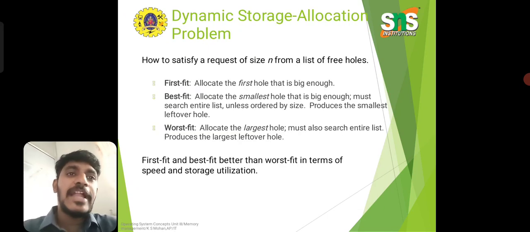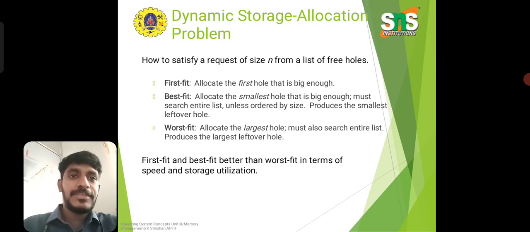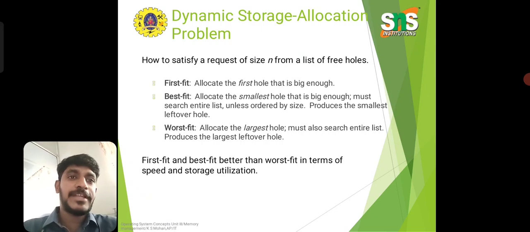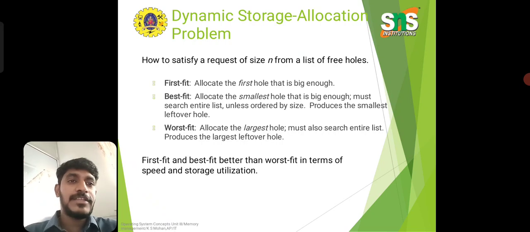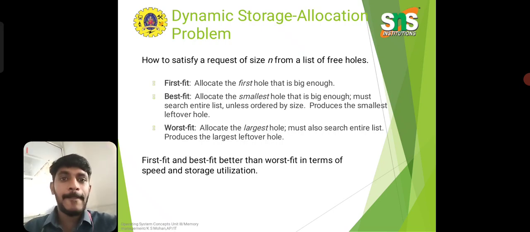How do we satisfy a request of size n from a list of free holes? We have three strategies: first fit, best fit and worst fit. First fit allocates the first hole that is big enough. Best fit allocates the smallest hole that is big enough; it must search the entire list unless ordered by size, and it produces the smallest leftover hole. Worst fit allocates the largest hole; it must also search the entire list, and it produces the largest leftover hole. First fit and best fit are better than worst fit in terms of speed and storage utilization.